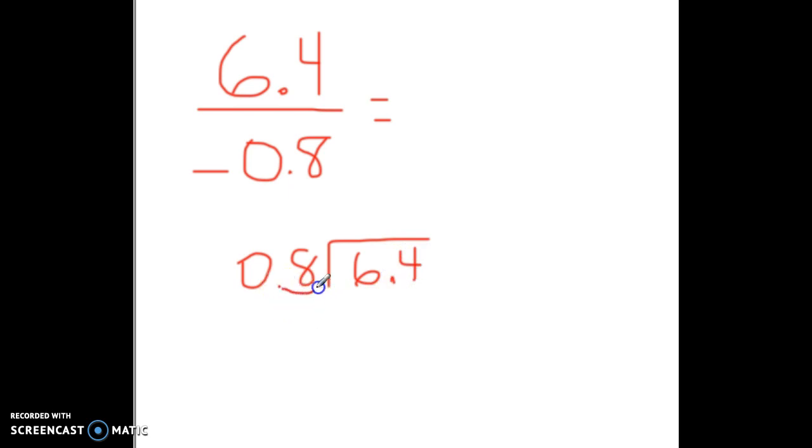So we're going to move our decimals over 1, move our decimal over 1, and then we're just going to simply go 8 goes into 64, 8 times, 64 left over, and we're done. So our answer should be -8 because it's a positive divided by a negative.